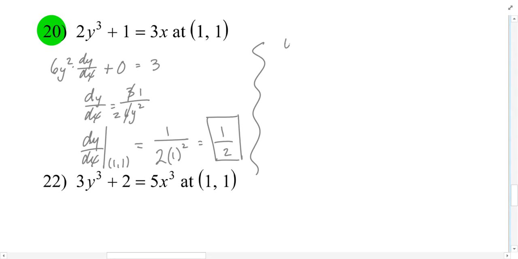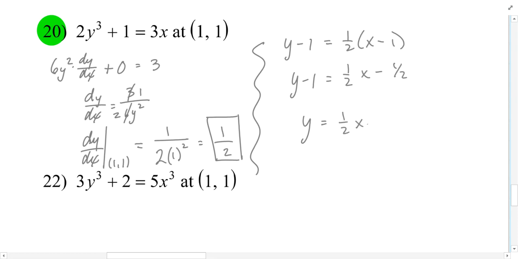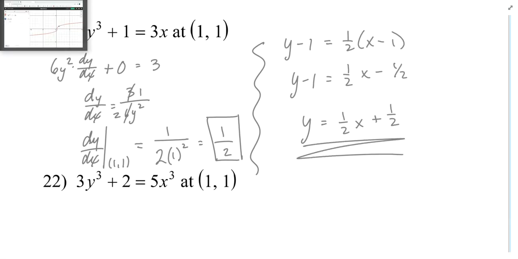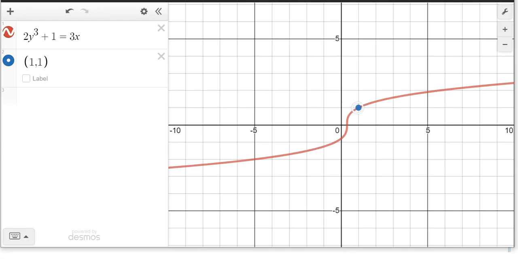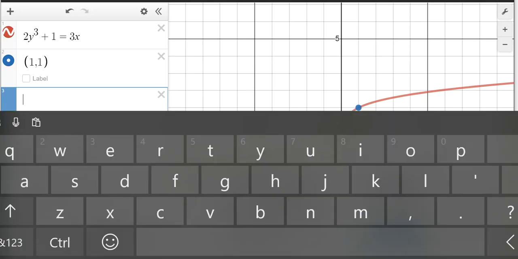Now to find the equation, y minus 1 equals a half times x minus 1, and we've got a half of x minus a half. When we add 1 to both sides, we've got 1/2 x plus 1/2. So this would be the equation of the line tangent at this particular point, and let's go ahead and check.